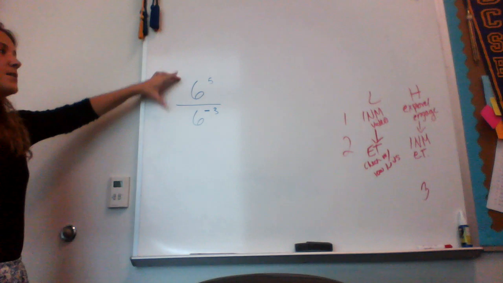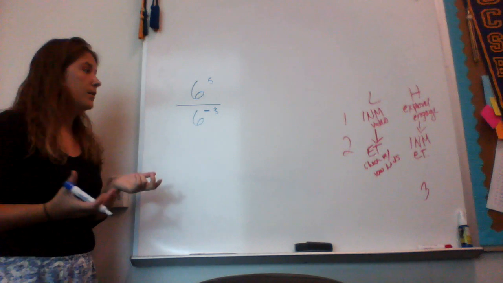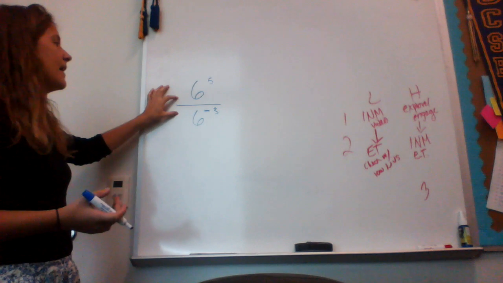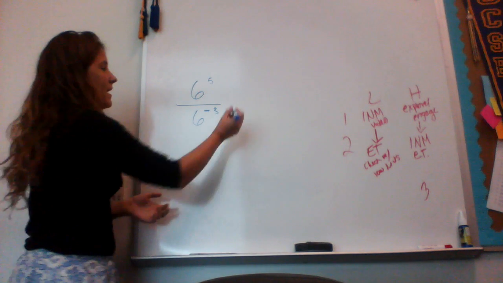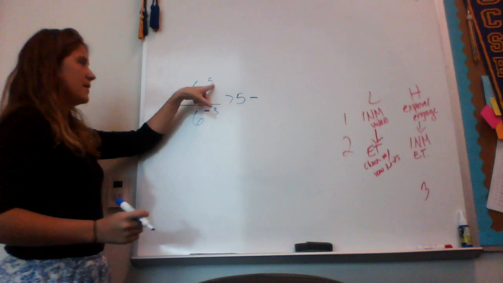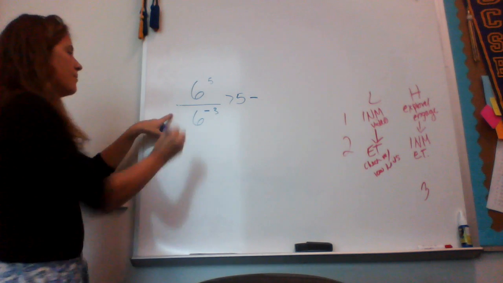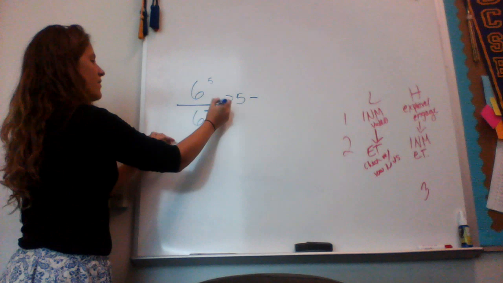First problem is 6 to the 5th power divided by 6 to the negative 3rd power. I know that when I'm dividing, I can subtract my exponents. I always want to write my exponents out when I do this. 5 minus, and here's what's tricky. It's 5. The division sign means minus. So this is 5. This means minus.